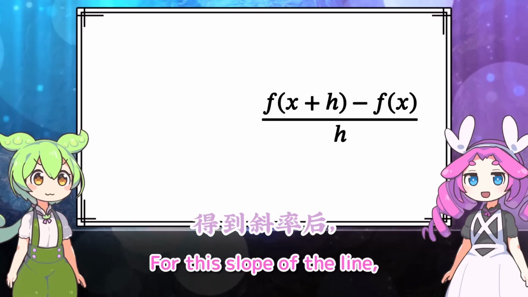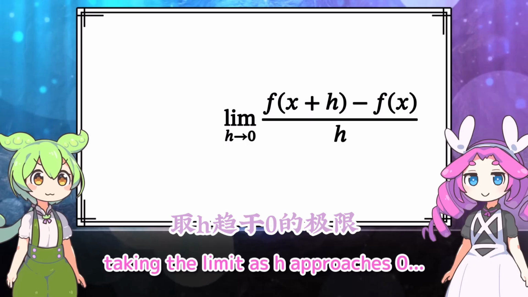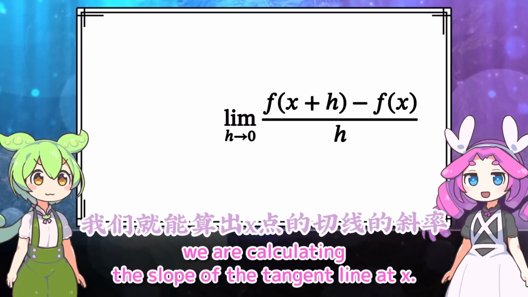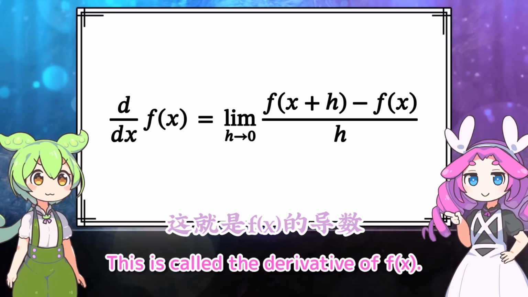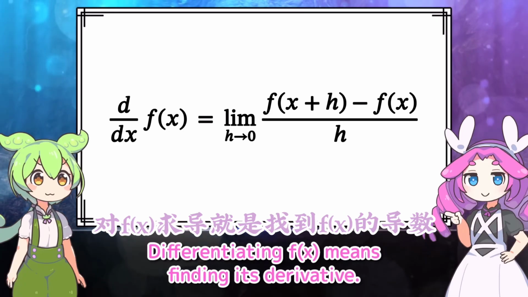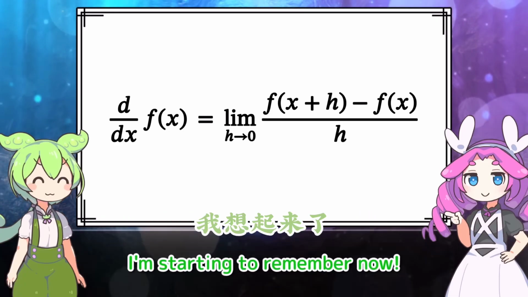For this slope of the line, taking the limit as h approaches 0, we're calculating the slope of the tangent line at x. This is called the derivative of f of x. Differentiating f of x means finding its derivative. I'm starting to remember now.